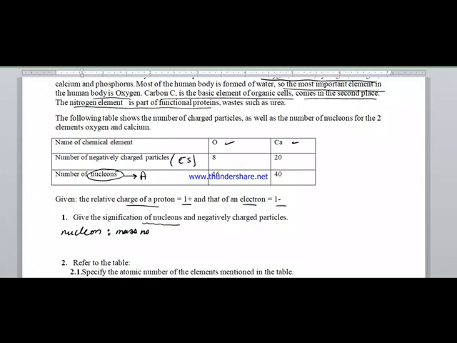We indicate the mass number, which is the number of particles in the nucleus. This is the significance of nucleons, which means the number of protons and the number of neutrons.